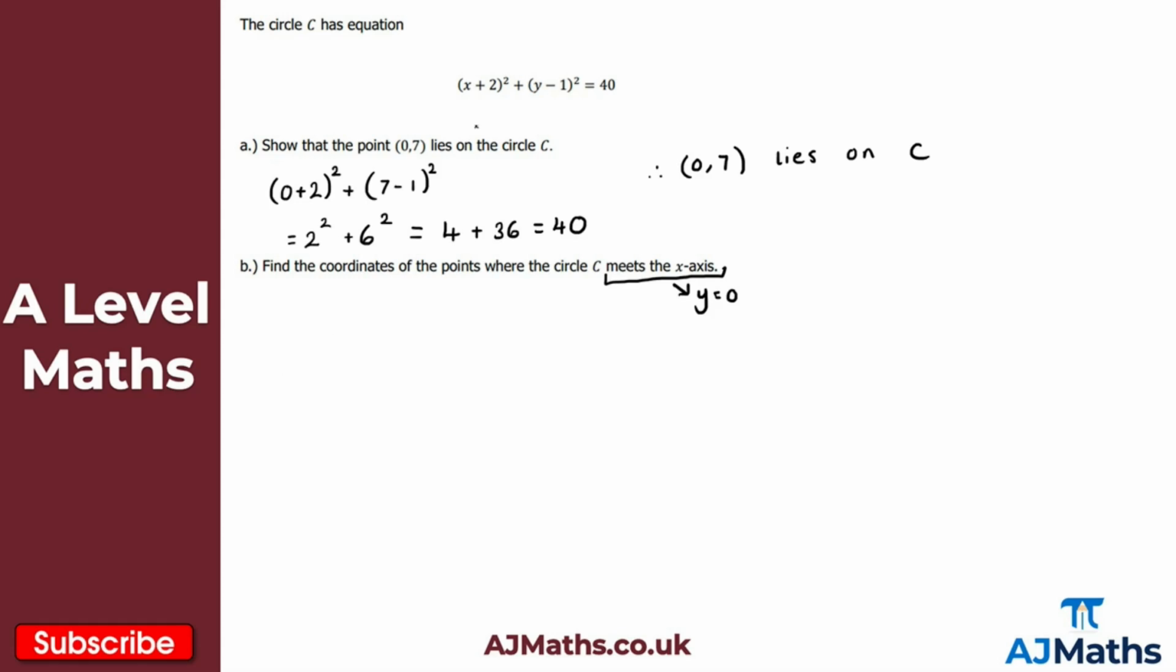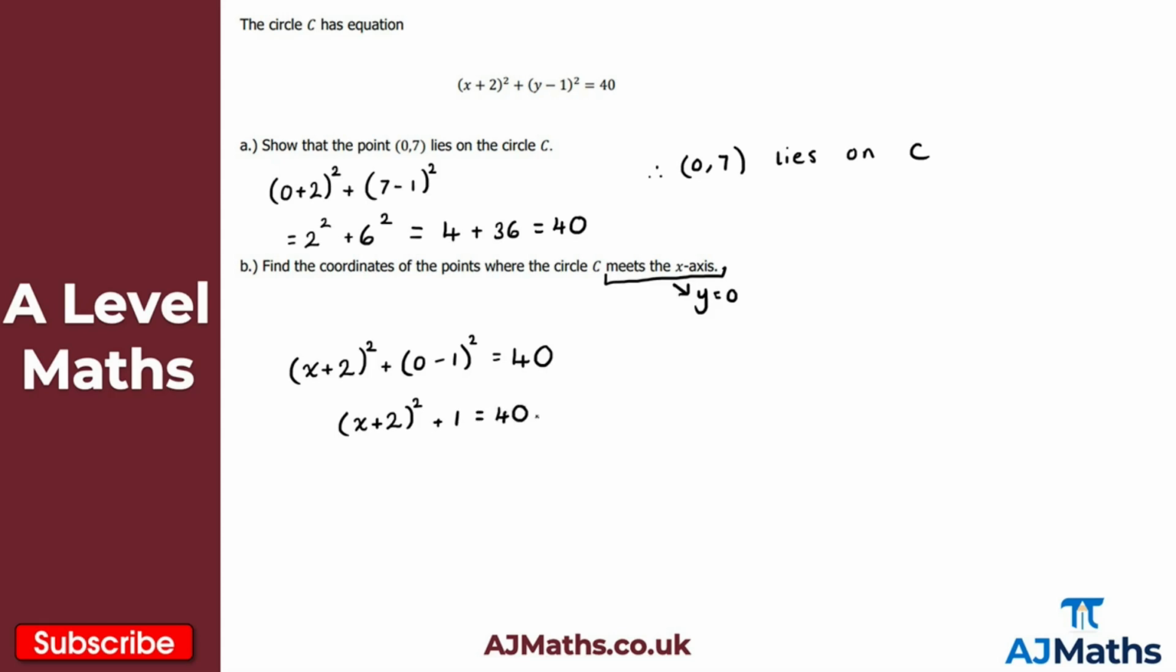So I'm going to get x plus 2 all squared. Then I've got plus 0 minus 1 all squared, because that's when y is equal to 0, and that's going to be equal to 40. Okay, now what I need to do here is simplify. So I'll keep the bracket as it is here, so x plus 2 all squared. 0 minus 1, so that's going to be minus 1 squared, which will give me positive 1. So I get plus 1 here is equal to 40.